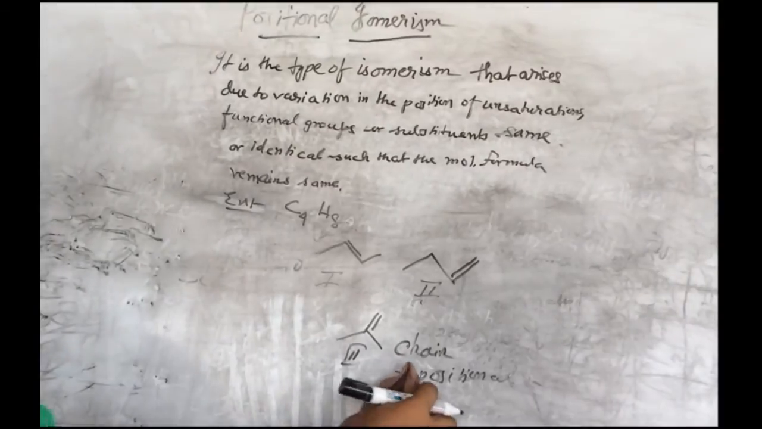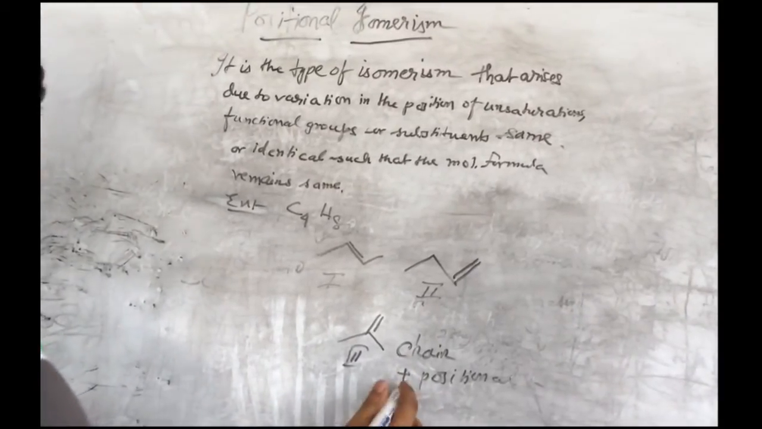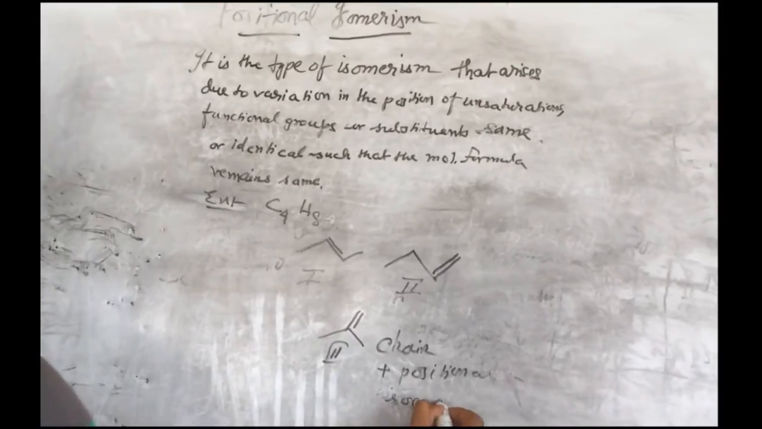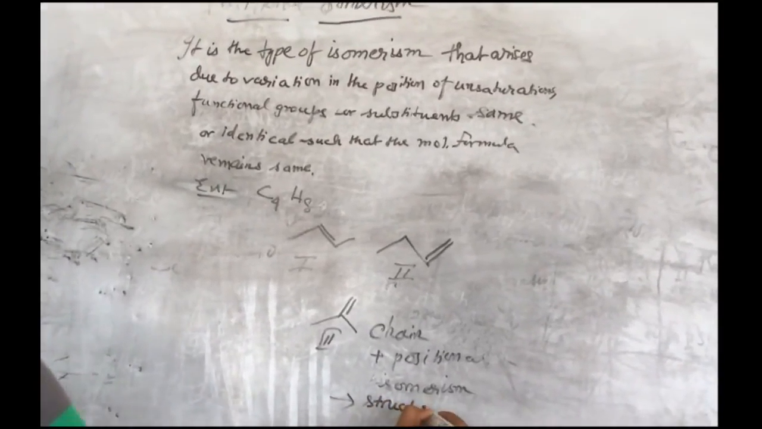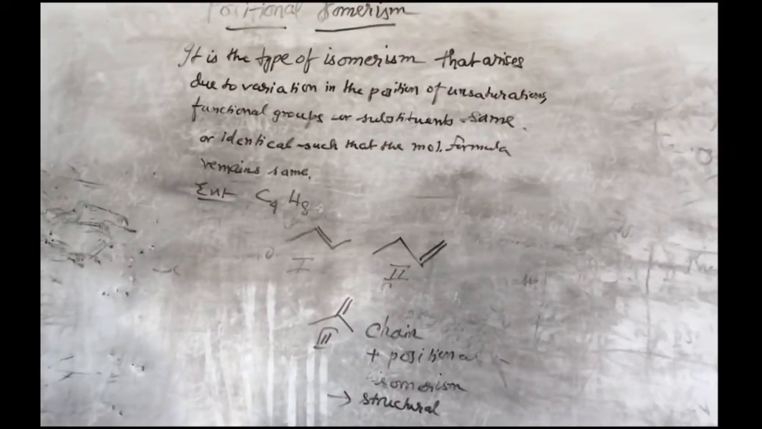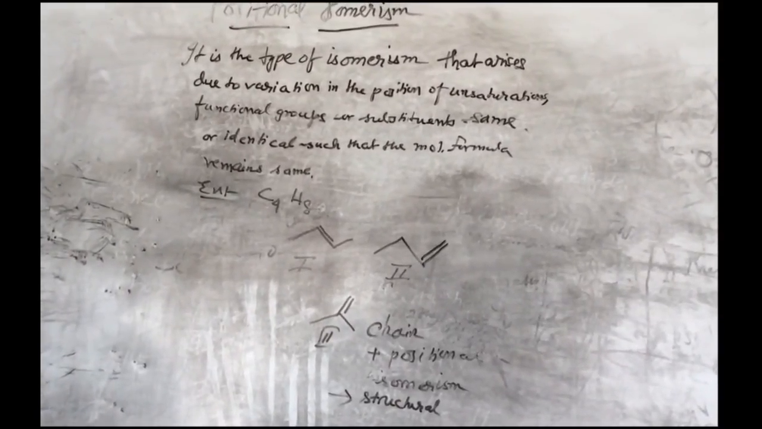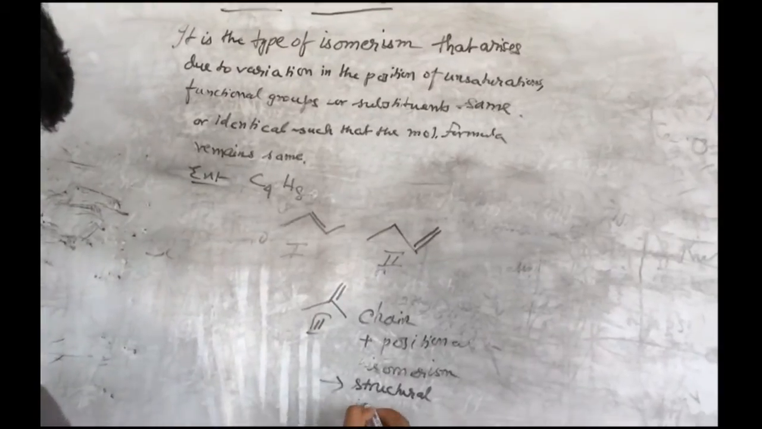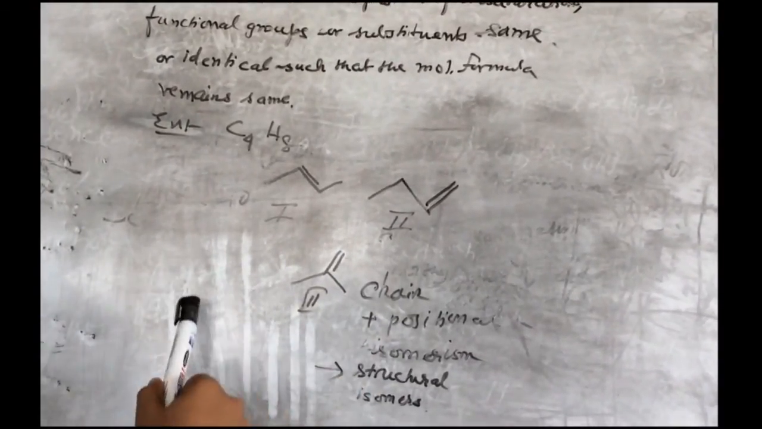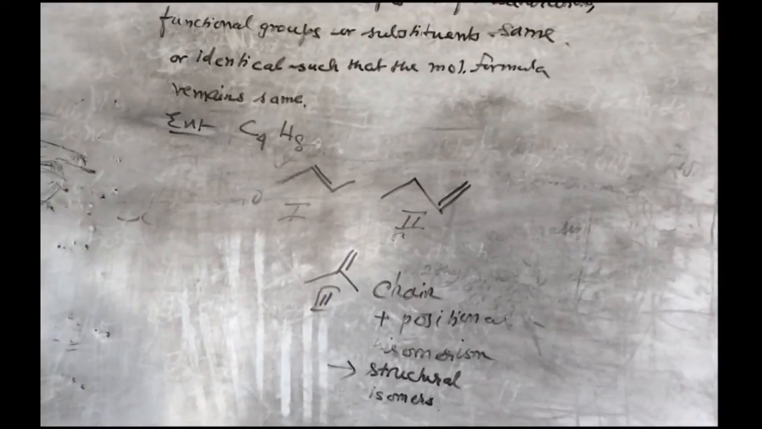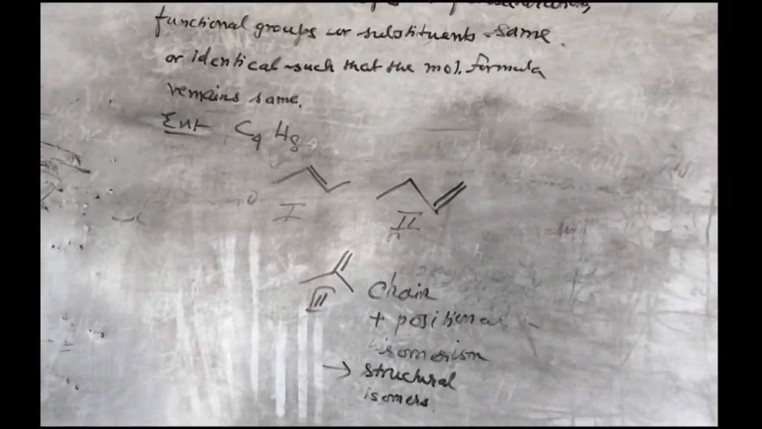So we call this type of isomers structural isomers. Whenever there is a combination of 2 types of structural isomers, we call them directly structural isomers. Suppose there were metamerism as well as positional isomerism, then we will call that one, since both are present, structural isomers. Any combination of 2 are designated as structural isomers.